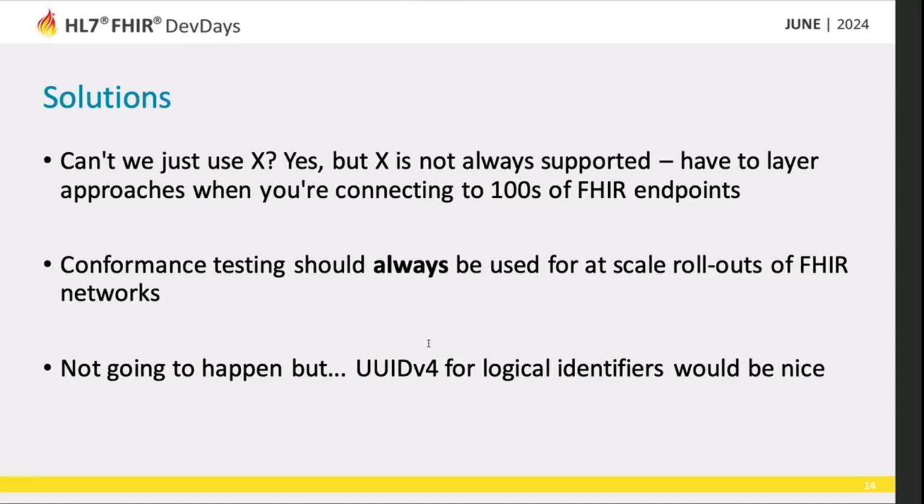So coming up on the last little bit here, and I'll take some questions. Generally speaking, solutions to this problem are, can't we just use X? Well, yes, but X is very rarely always supported, and you just have to layer solutions. You have to go down to the lowest common denominator as a fallback when you're connecting to hundreds of FHIR endpoints.